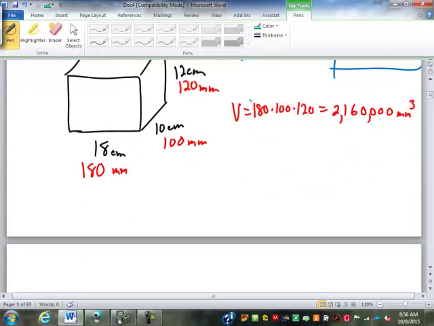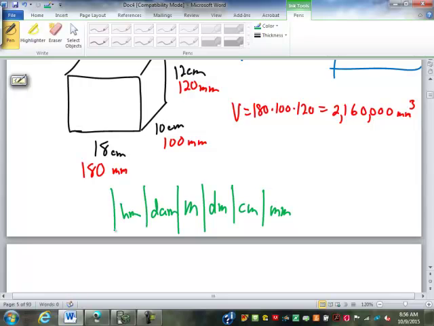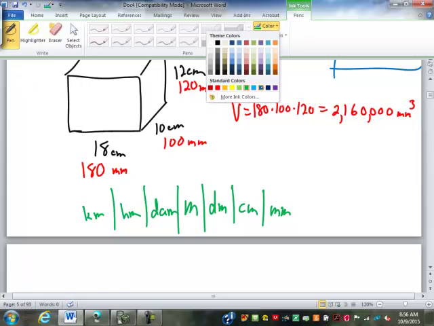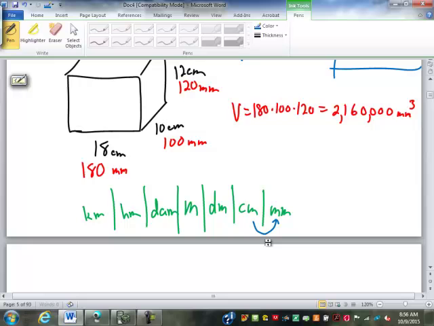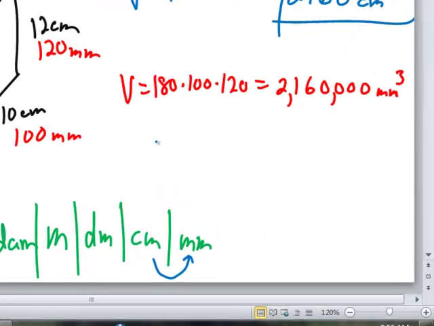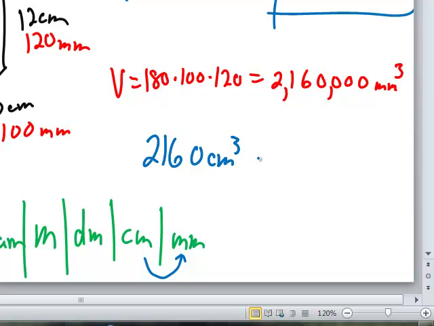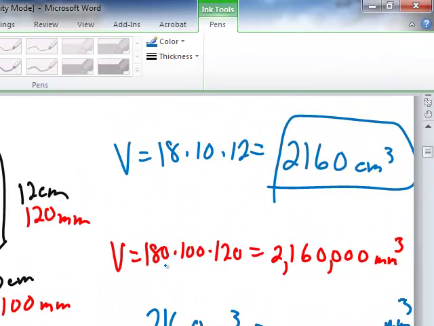On the metric chart, we have meters in the center, decimeters, centimeters, millimeters, decameters, hectometers, and kilometers. To go from centimeters to millimeters is only one spot to the right. But this isn't centimeters to millimeters, it is centimeters cubed, which means that each spot on the chart is not multiplying or dividing by 10, it is multiplying or dividing by 1,000, 10 cubed, which is 3 decimal places. So 1, 2, 3, you have to add 3 zeros, 2,160,000.